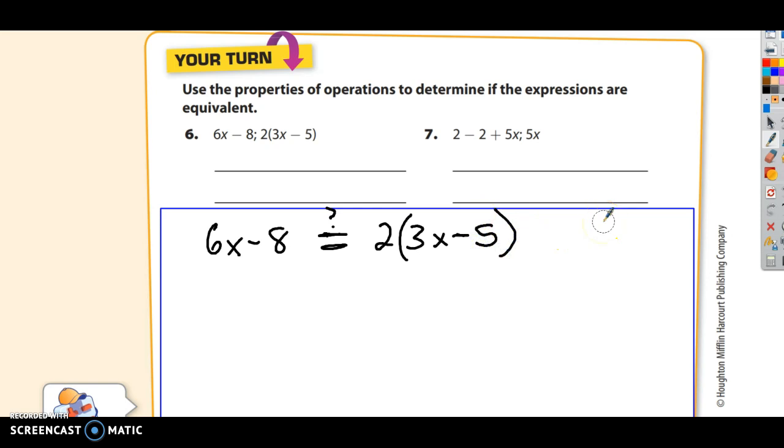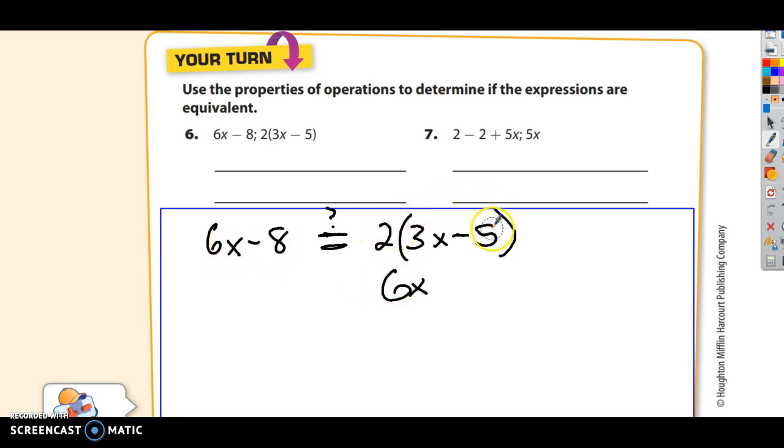Do you have some instincts here about whether they're equal or not? They look like they might be. Check it out. On this side over here, I've got parentheses, so I need to do 2 times everything inside the parentheses. 2 times 3x is 6x. And this is 6x. Oh, that's a good sign. They're going to be equivalent.